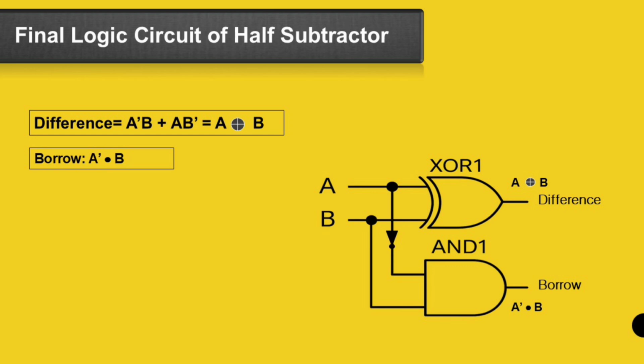Input A is passed through a NOT gate first, and then combined with B through an AND gate to produce the borrow output. Both gates receive the same inputs A and B, and together they form the complete half subtractor circuit. So the final logic diagram contains an inverter for A, an XOR gate for the difference, and an AND gate with A bar dot B for the borrow. With this, we have completely understood the half subtractor, its working, truth table, K-map simplification, and the final logic circuit.